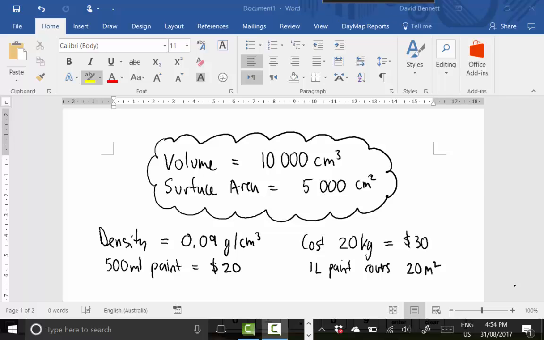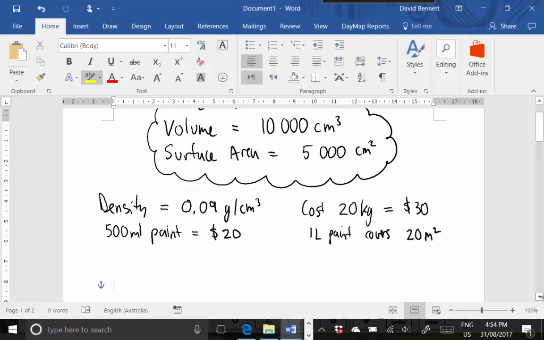Now in this video I'm just going to go through the calculations to work out how much it's going to cost for the volume of cement, but also the surface area that you need to paint. So how much paint do you need and what's the cost of all the lightweight concrete you need. So the first thing is we were looking at volume. We're just going to make some values up.